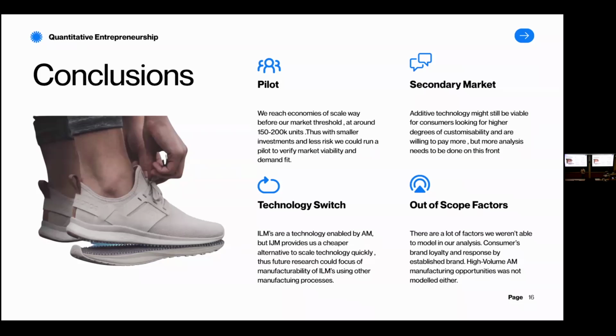But we believe that there's a lot of potential, and our market analysis and production analysis have shown us that this is a viable technology that people would actually pay for. We are really excited about this technology, and we are also excited to see how this plays out in the future. Thank you.